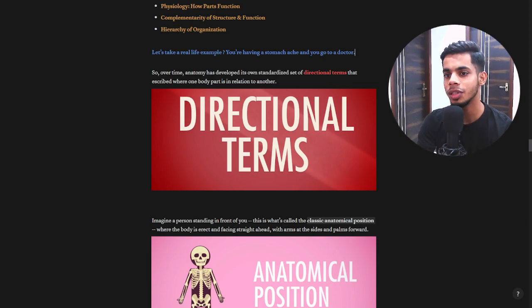So how exactly do we do this, right? Over the period of time, anatomy has developed its own standardized set of directional terms. I have highlighted it here, they describe where one body part is in relation to another. Now let's understand this with an example. Let's say your stomach. Now you have to denote a position that is above your stomach and below your collarbone, right? How exactly will you refer to that position? To refer to these positions with respect to different body parts in relation to each other, you use directional terms.